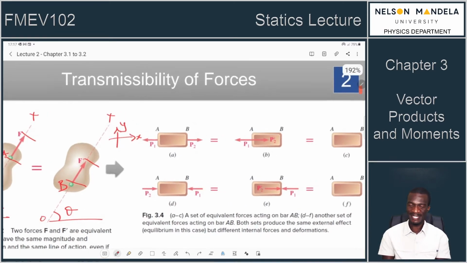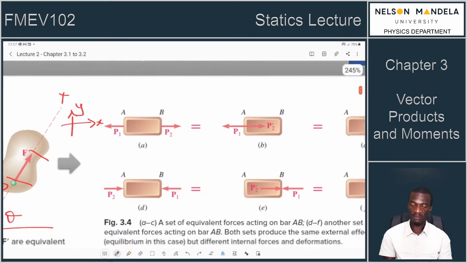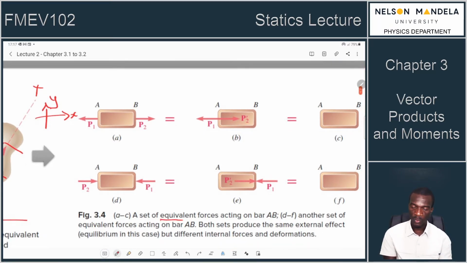There are certain things, though, that this principle of transmissibility does not address. This second figure here, figure 3.4, shows how we can make use of the principle of transmissibility and the limitations of the principle of transmissibility. In figure 3.4, part A, we see two forces P1 and P2. These forces have equal magnitudes, but they are pointing in different directions. So we see a set of equivalent forces, but these are acting in different directions. The force P1 acts in the minus x direction, the force P2 in the positive x direction.